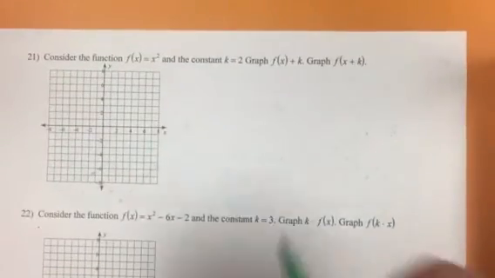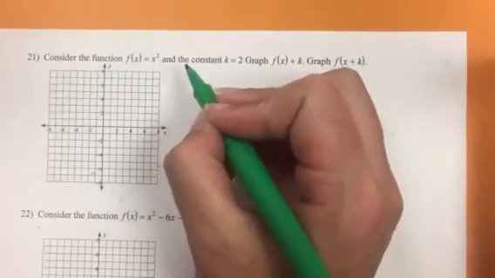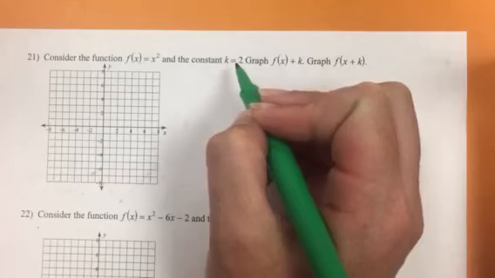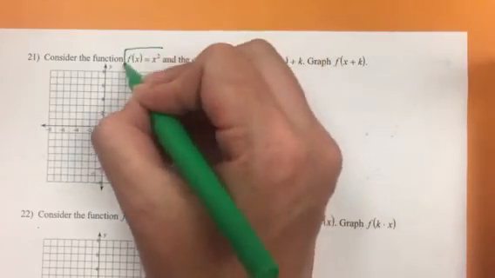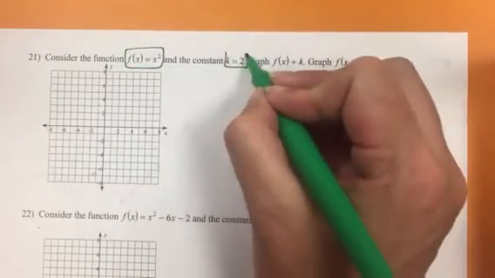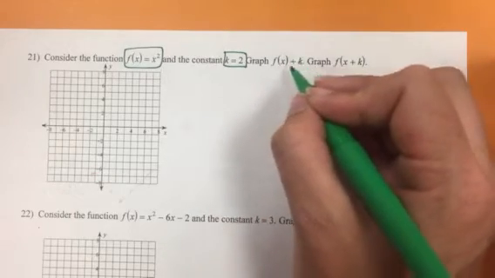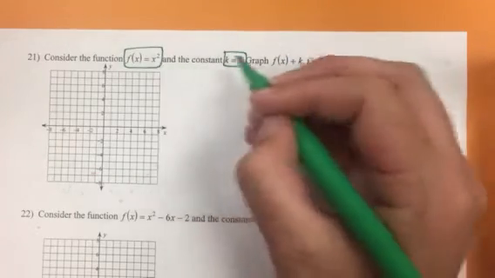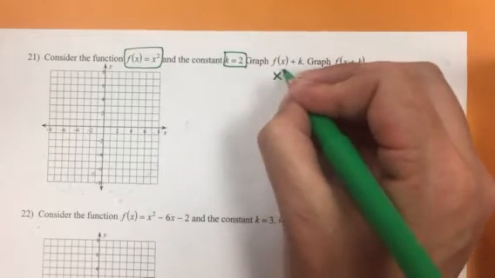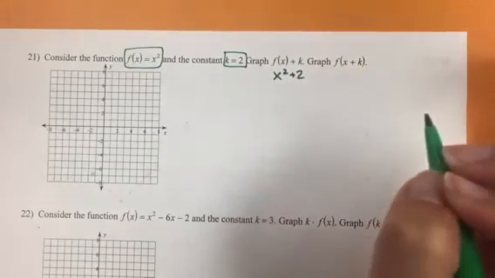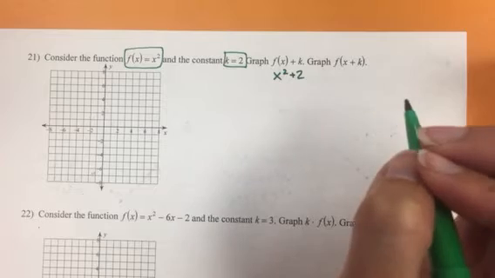21, it says consider the function x squared and the constant k equals 2. So we're just looking at x squared and k is 2 and we're plugging them in. So it's saying, what if we add x squared and 2 together? What would that look like? So it wants us to graph it.